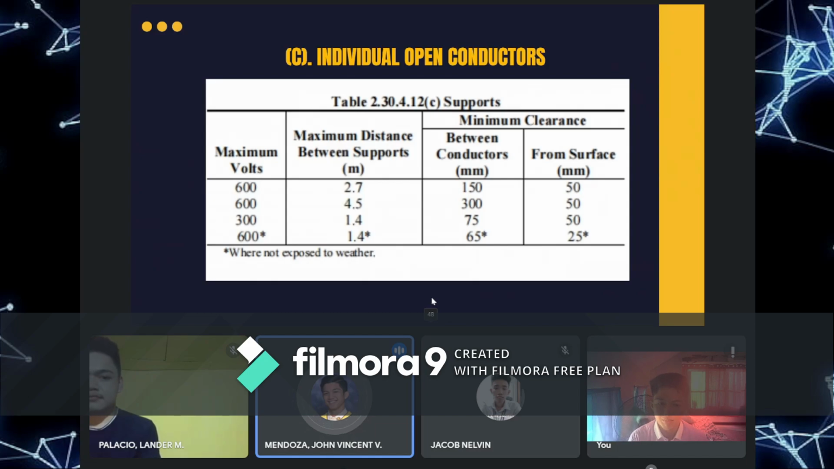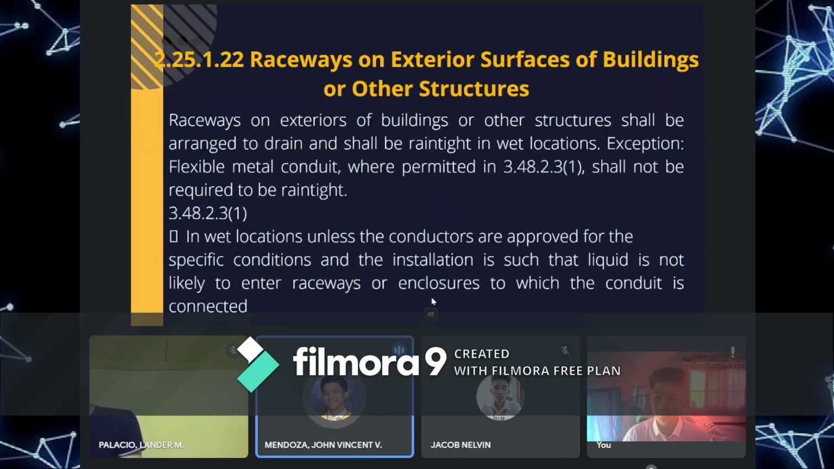So dapat, yun yung minimum na interval natin. So sa minimum clearance naman between two wires, so between conductors naman, meron tayong 150 millimeter. So dapat ito yung allowance between two wires. And from the surface naman, yung allowance niya is 50 millimeter. Ito yung sinasabi ko kanina from the other cables. So next tayo. Next please.